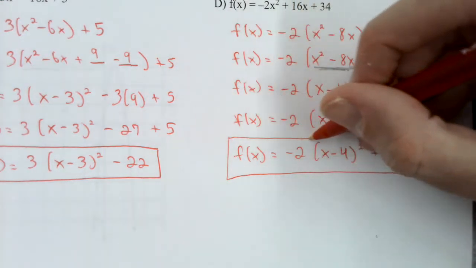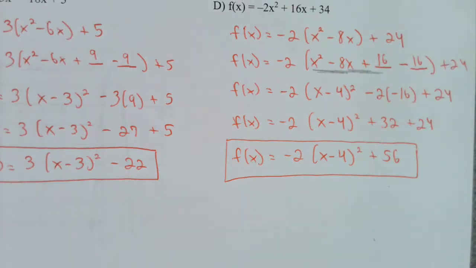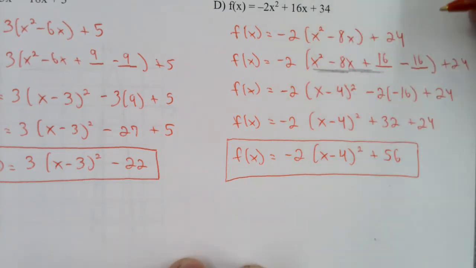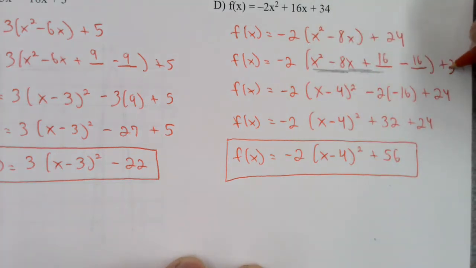And that is vertex form. That was a 34, wasn't it? Yeah, that was a 34. I knew that looked weird. I thought I had the answer memorized.